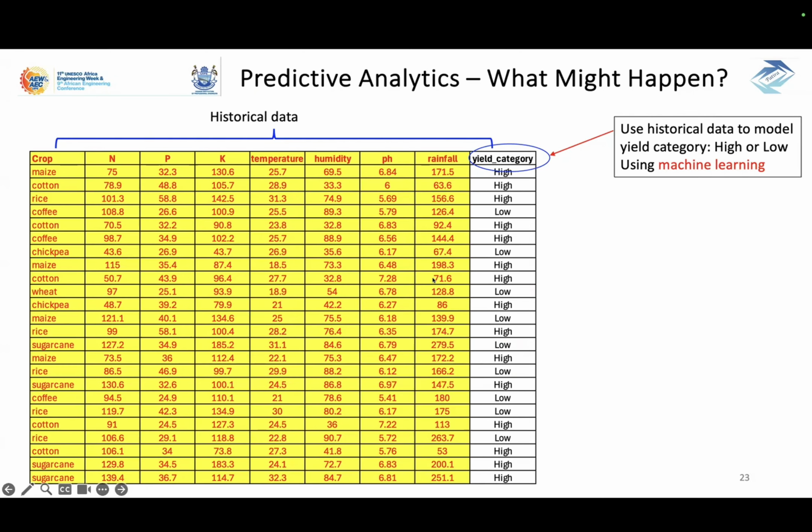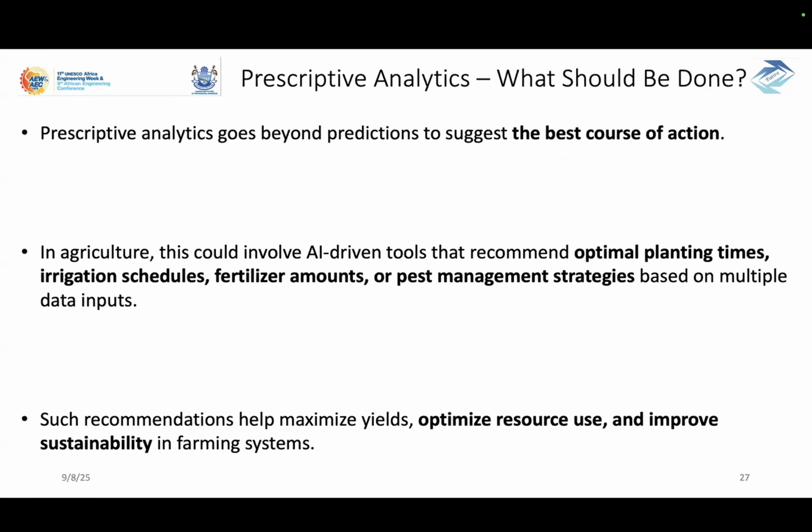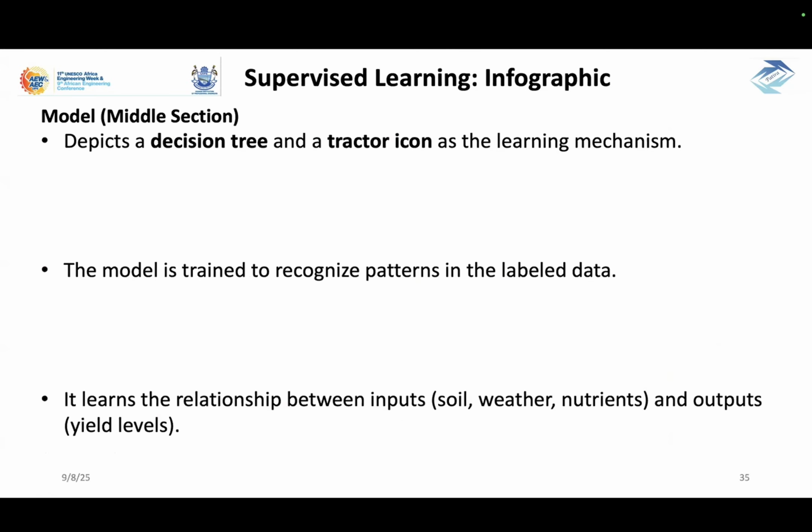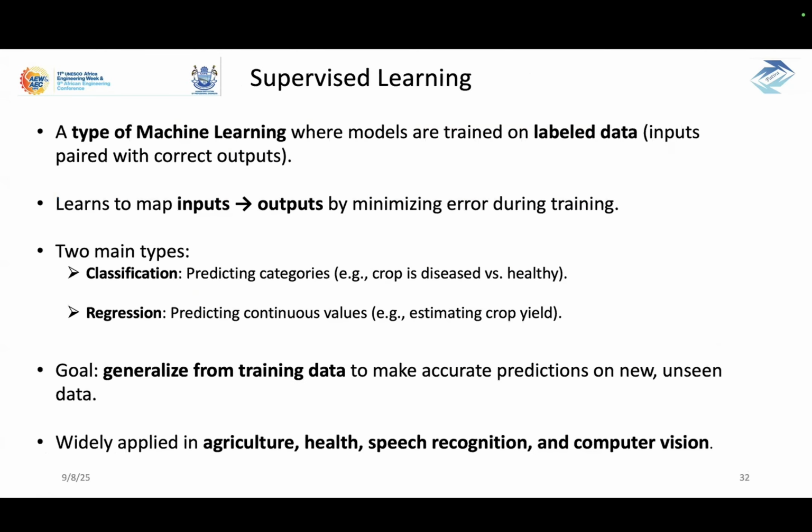So this model will learn how to predict whether the yield is high or low, given a crop and information about the soil fertility, temperature, humidity, pH, and so forth. So this is what's called supervised learning. Okay, so what the machine does is learn to map inputs to outputs by minimizing error during training.